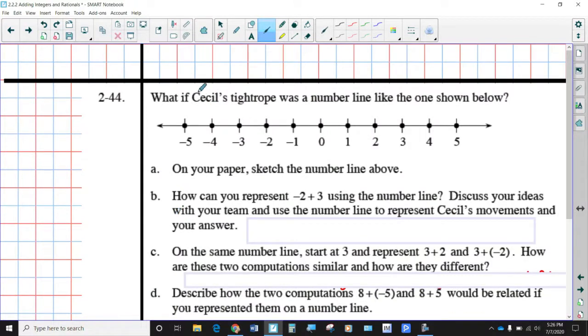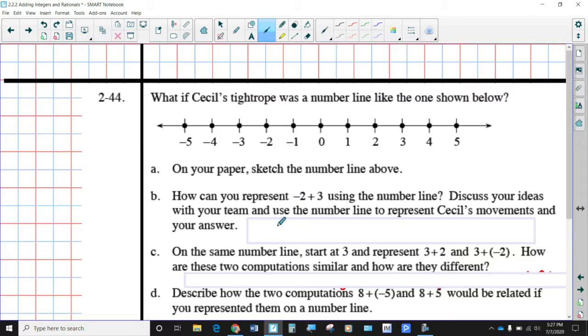All right, so what if Cecil's tightrope was a number line like we see right here? With 0 in the middle, you got positive numbers to the right and negative numbers to the left. Please sketch this number line into your journal. And then we're going to represent what -2 plus 3 would look like if we used it like Cecil does with his tightrope. Okay, so pause, and you're pausing and manipulating the video. Okay, so you know what to do, pause and come back when you're ready.